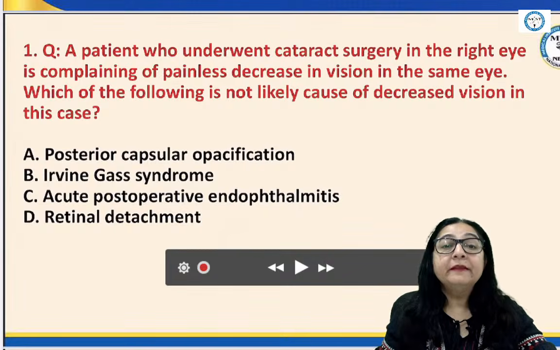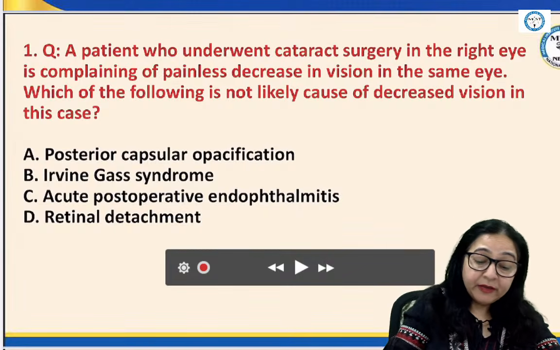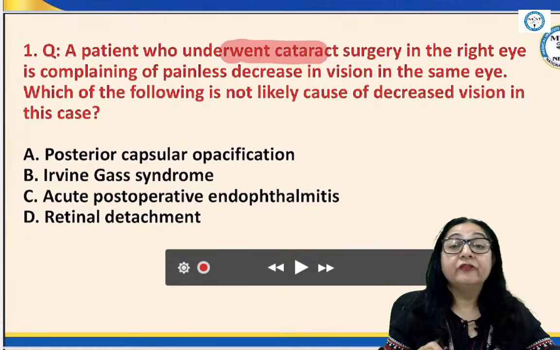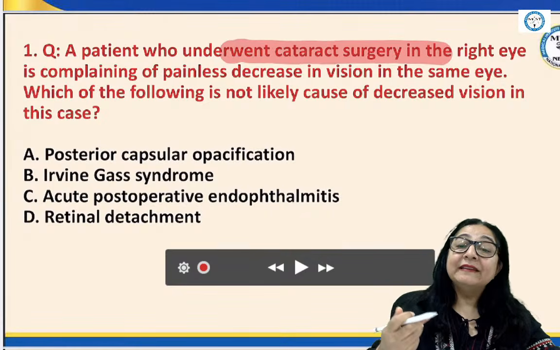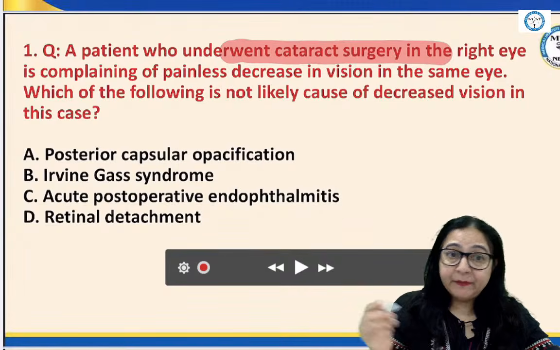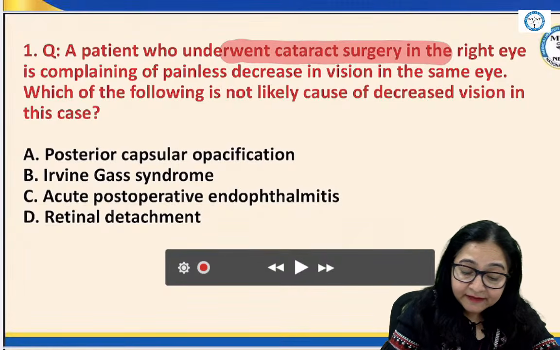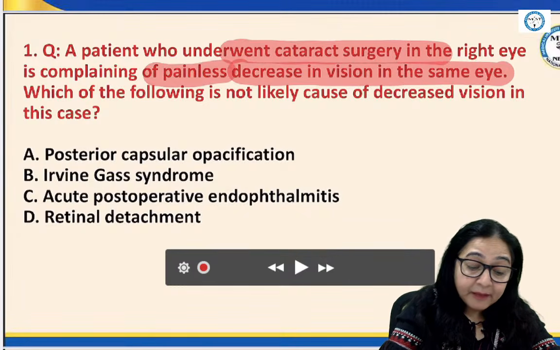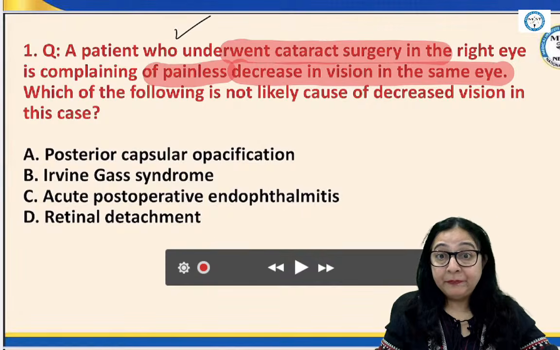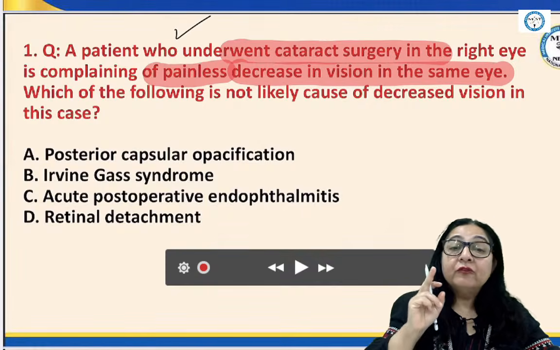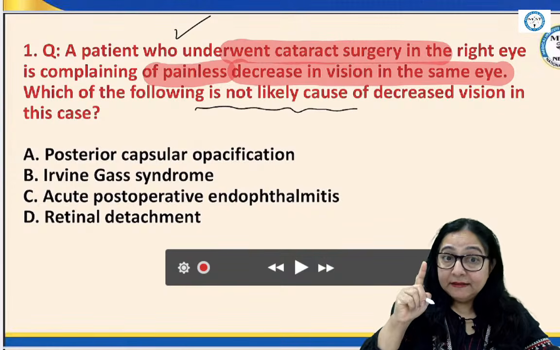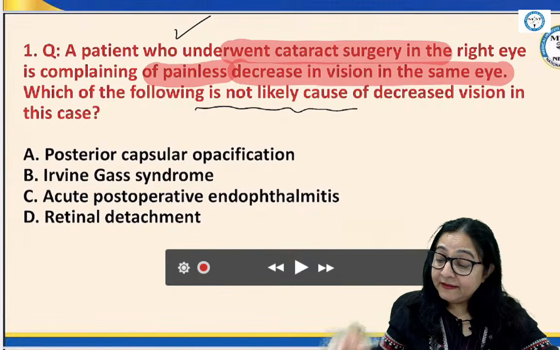So first of all, the most important thing which you should see here is that the patient has undergone cataract surgery. So most likely it is related to some complication of the cataract surgery. Now what is happening? There is decrease in the vision in the same eye, but a very, very important point here is painless decrease in the vision, beta. So we have to pick up a cause which does not cause painless decrease. So let us see what are the choices here.